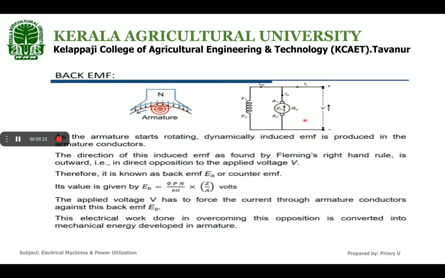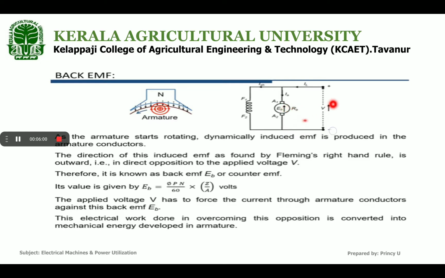Φ is the flux per pole, P is the number of poles, N is the speed, Z is the number of conductors, and A is the parallel path. So the applied voltage V has to force the current through armature conductors against this back EMF EB. So നമുക്കൊരു ഇൻപുട്ട് വോൾട്ടേജ് കൊടുത്ത് ഇതിലൂടെ ഒരു കറന്റ് ഫ്ലോ ആർമേച്ചറിലോട്ട് കൊടുക്കണമെങ്കിൽ it has to overcome this EB produced in this armature. So the applied voltage V has to force a current through armature, that is IA, against this back EMF.